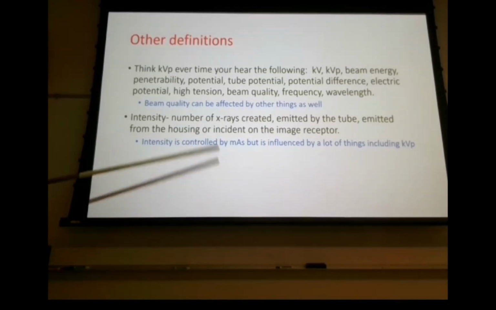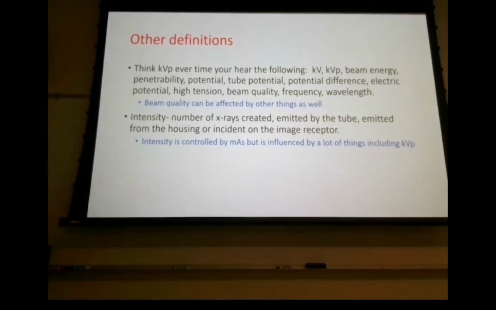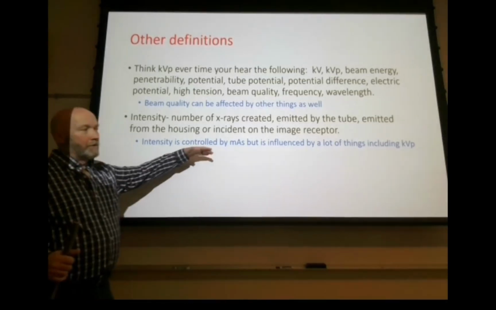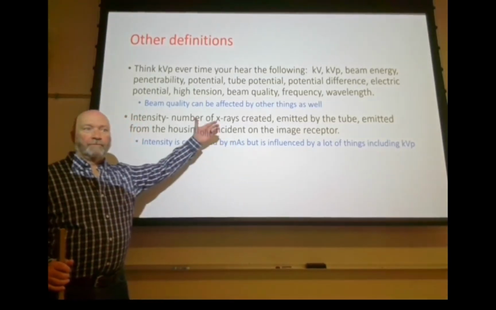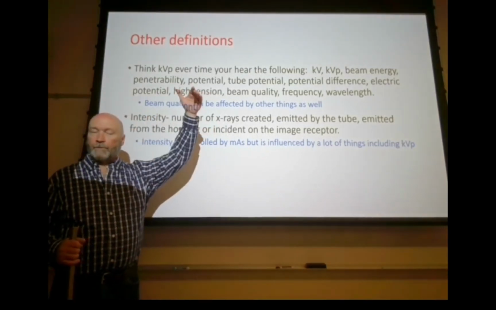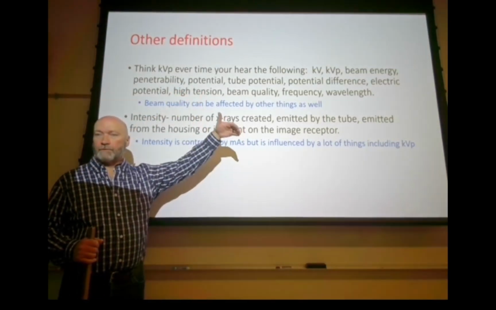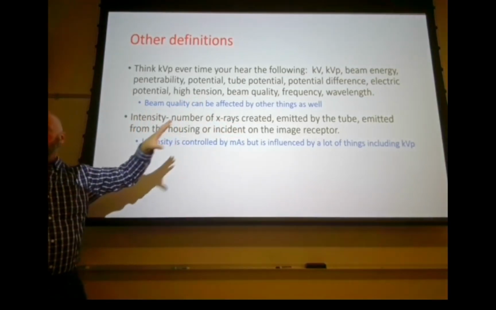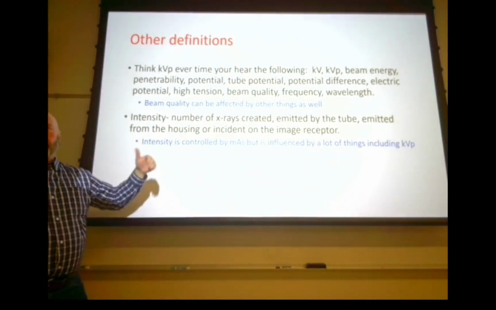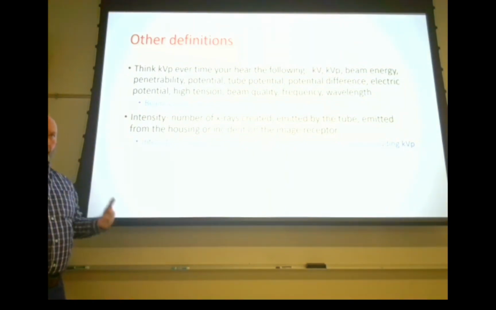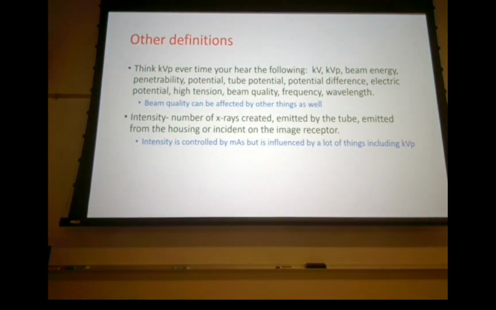So intensity is just the number of x-rays, so that's primarily your mAs, but we can influence our intensity, or the number of x-rays we create, with kVp as well. With mAs, the only thing that we affect is numbers. With kVp, we affect peak energy, we affect average energy, we affect numbers as well. So we affect everything with kVp. And that's why we say that with kVp, more than anything else, it affects the x-ray beam.